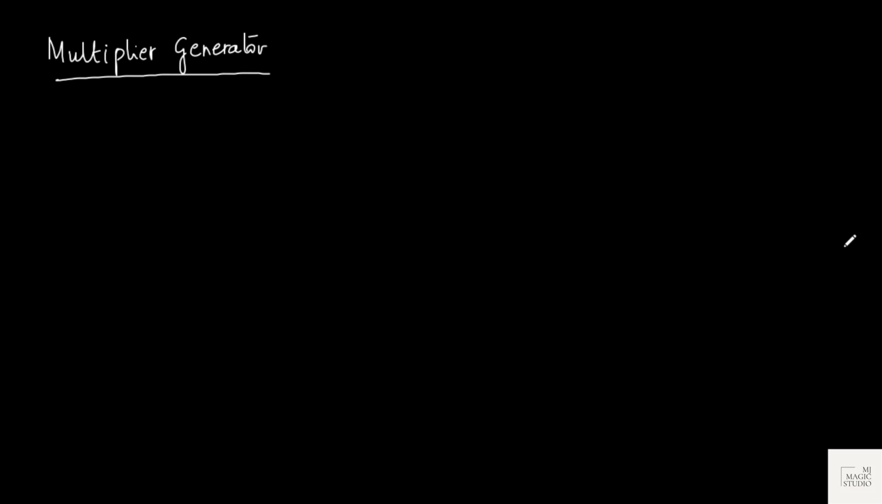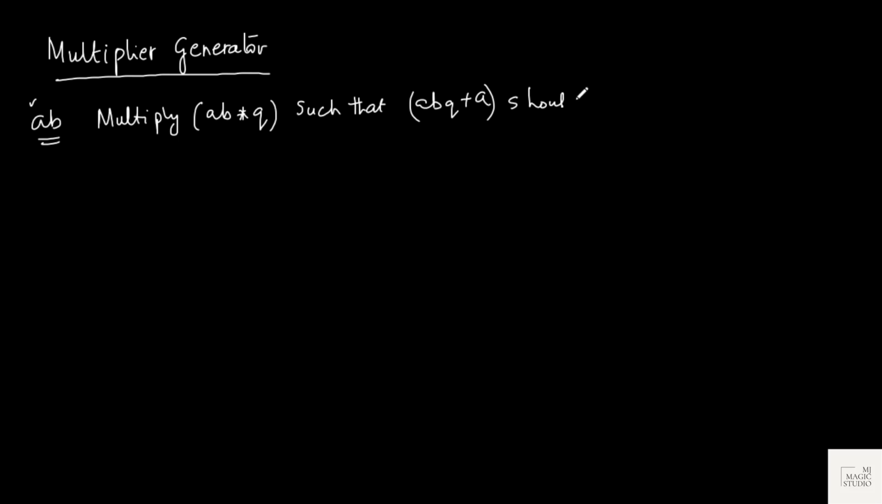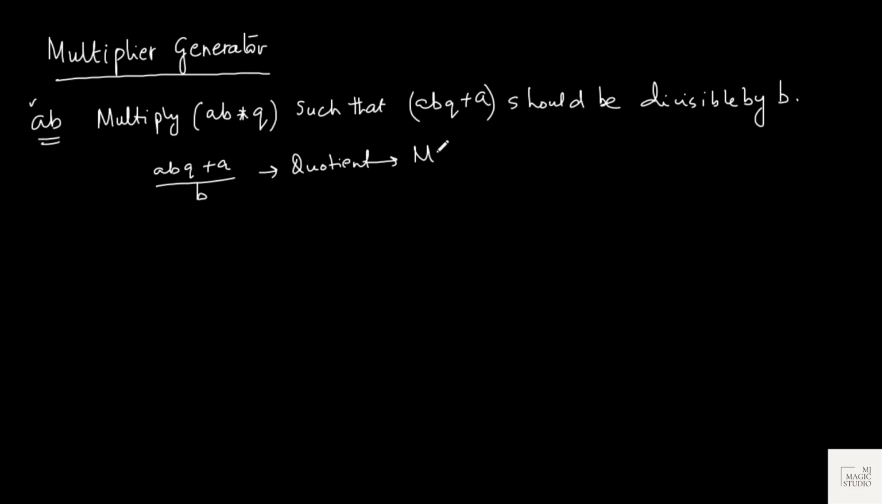Now moving on to an exclusive part of this masterclass: how to generate a multiplier for any 2-digit number. Suppose our divisor is a 2-digit number, AB. Then what we need to do is multiply AB by Q. We need to identify that Q such that after multiplying, ABQ plus A, the leftmost digit, should be divisible by B. If we can do that, then when ABQ plus A is divided by B, whatever quotient we get is the multiplier.